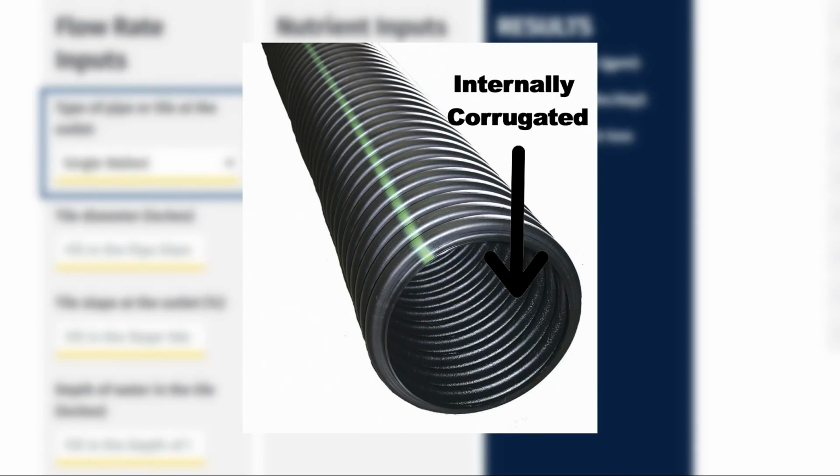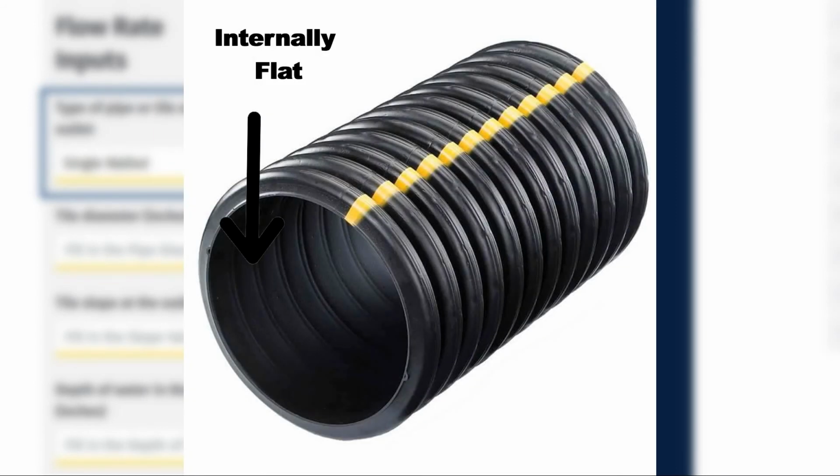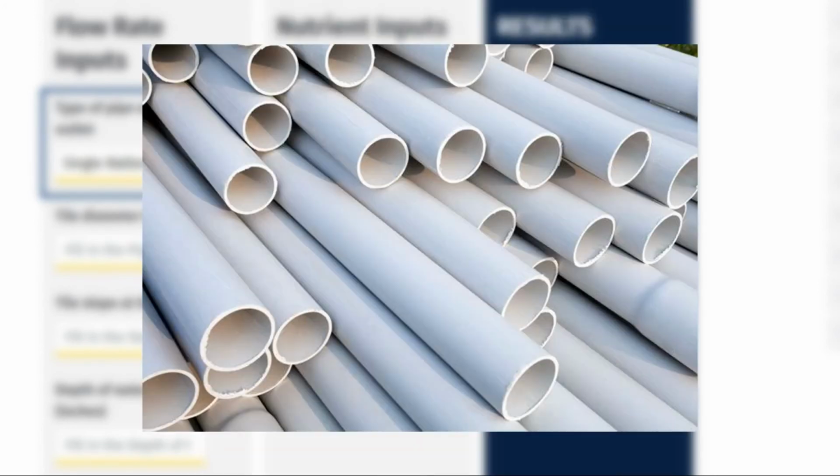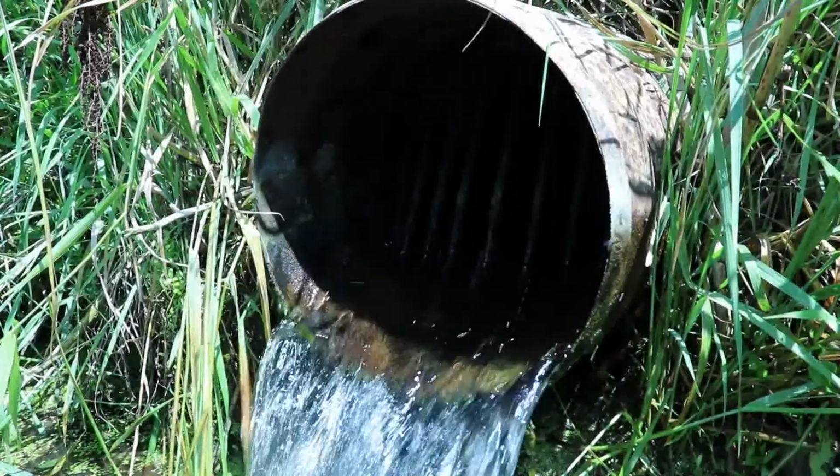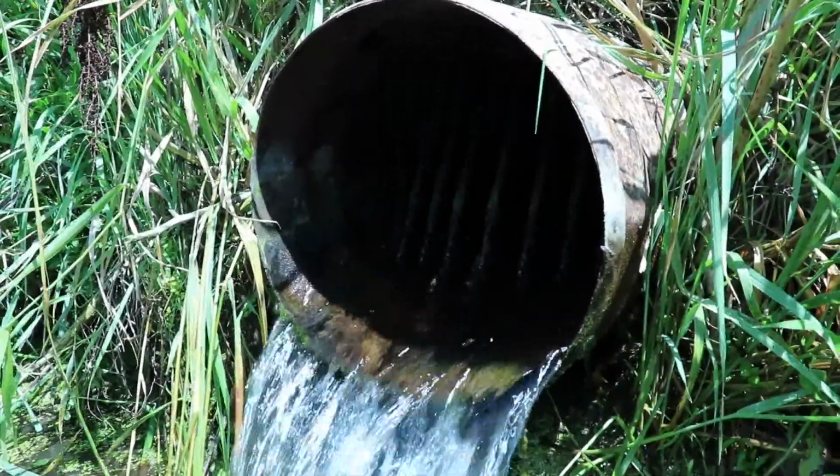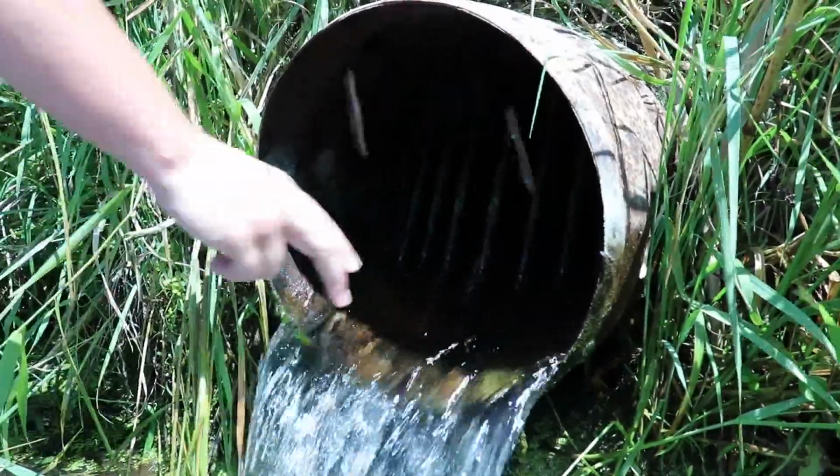This is a single-walled tile, also called a corrugated pipe. And this is a dual-walled pipe, also called a smooth pipe. If your outlet is PVC, input dual-walled for pipe type. Before collecting the following information, you must lift the rodent guard out of the way for the most accurate reading.